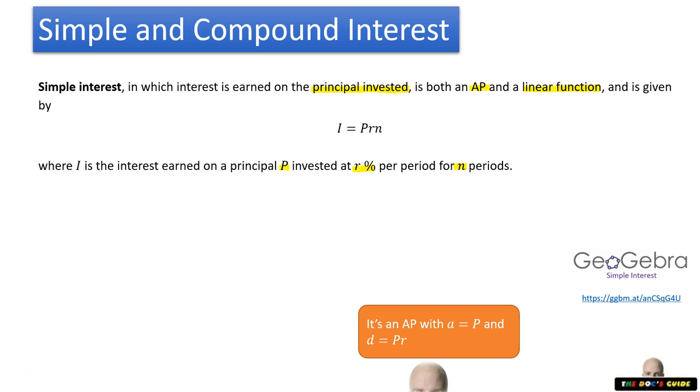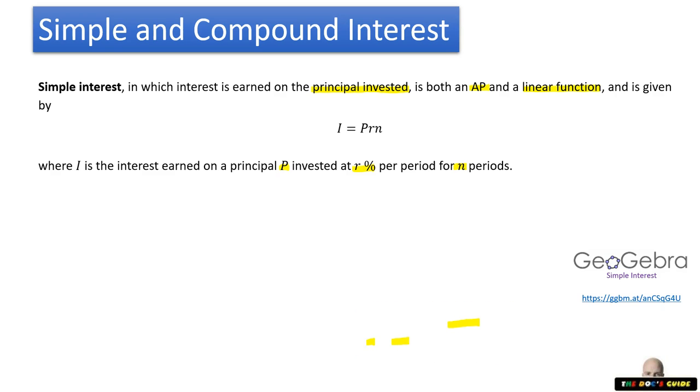Now we talk about it as an AP because if we wrote down the value of the account per period, then the first term would be the principal, and each particular term after that has an amount added to it, so that's our common difference, which is the principal multiplied by the interest rate per period. And because the interest is always calculated on the principal, this difference will always be P times R. It doesn't change.